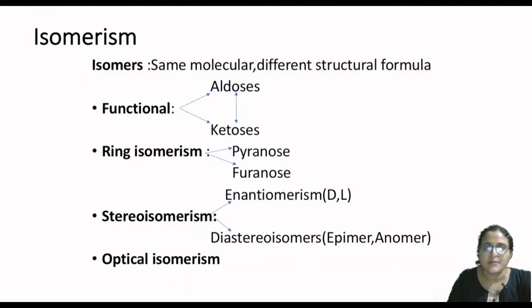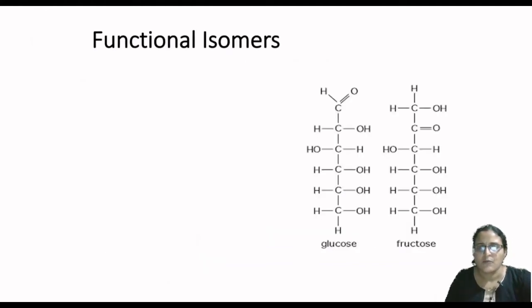Functional isomerism may be of aldose and ketose; ring isomerism has the pyranose and furanose forms. Stereoisomerism includes enantiomerism, the D or L form. Then diastereoisomerism, which may be epimerism or anomerism. Let's see them one by one.